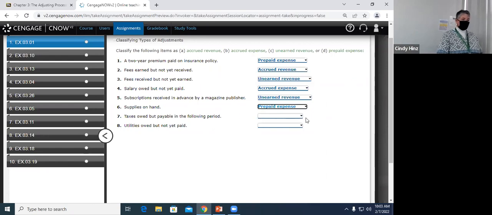And so taxes owed but payable in the following period represents an accrued expense. You need to report that expense in the right year, even though you don't have to pay it for a couple months after that.